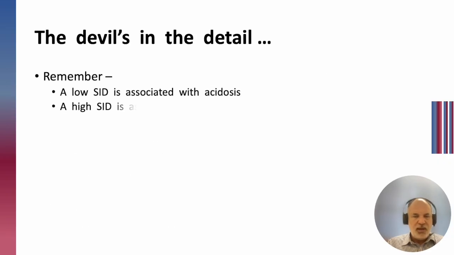Just remember, importantly, that a low strong ion difference is associated with acidosis, and a high strong ion difference is associated with alkalosis. And to try and help you remember the difference between the two, you can think about why it is that the administration of Sodabic raises the pH.